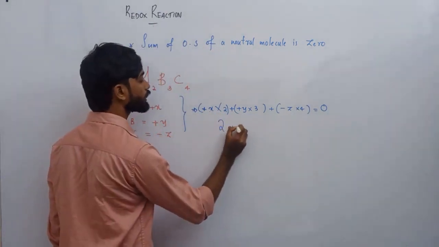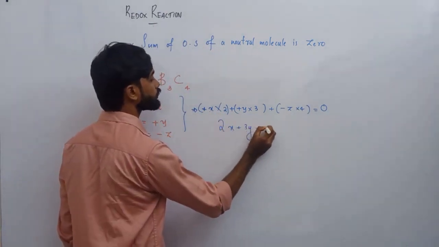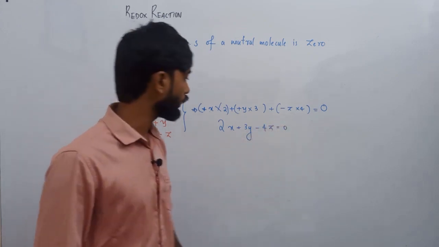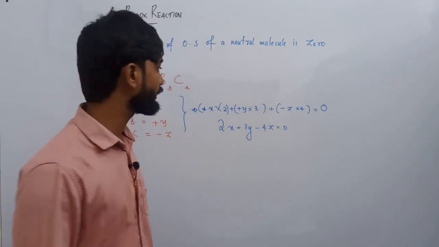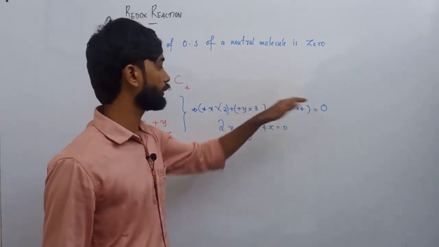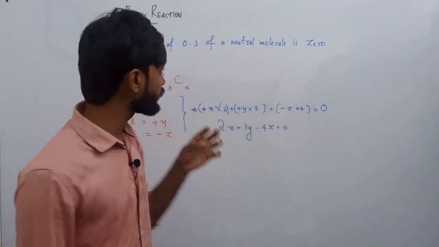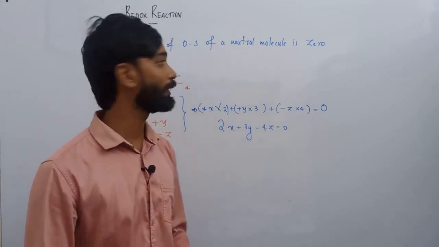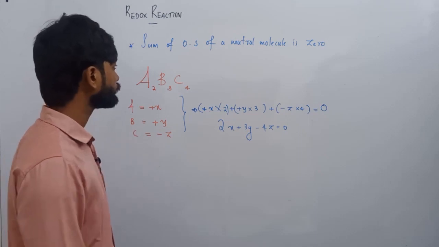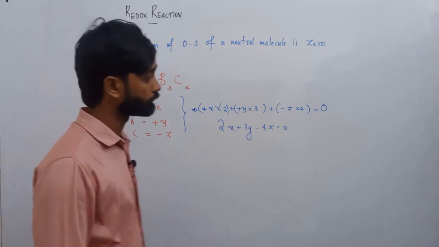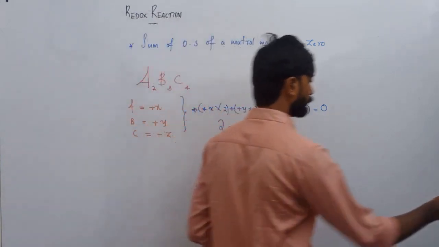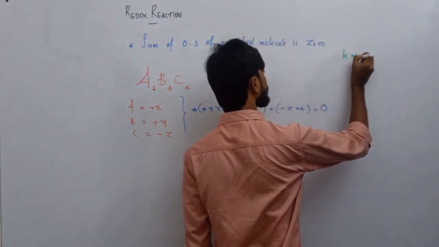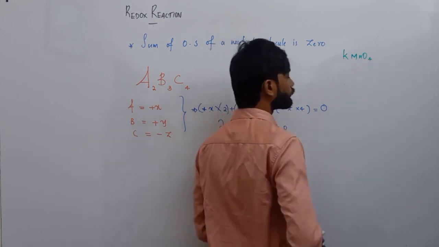So 2x plus 3y minus 4z is 0 here. Is it okay? Yes. So this is the point: the sum of oxidation states of all atoms in a molecule will be 0. Using this idea, we can find the oxidation state of any element.